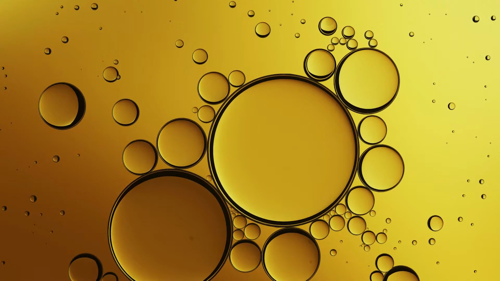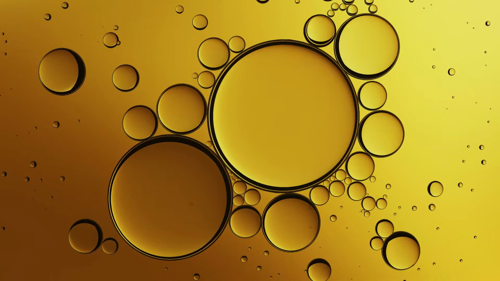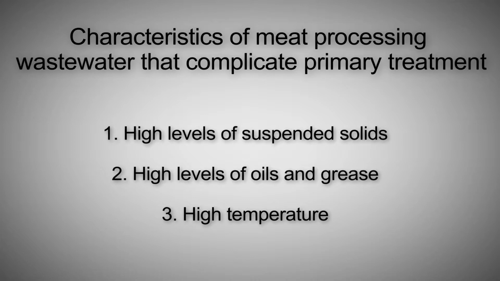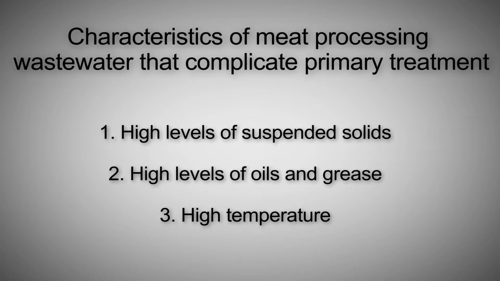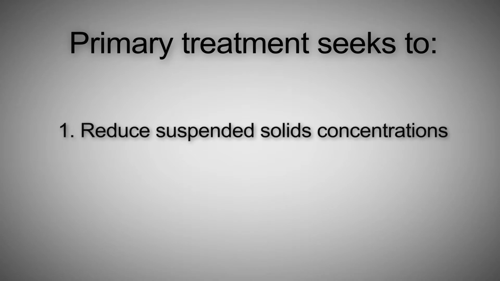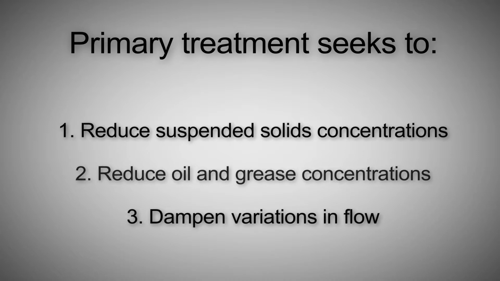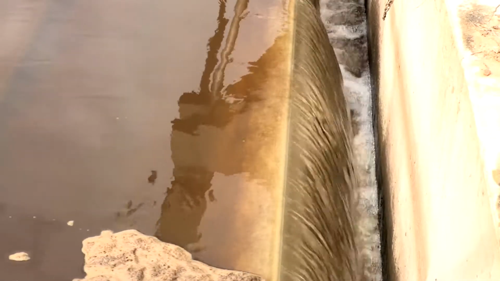High temperatures also emulsify oils and greases into the wastewater, preventing removal by primary treatments. These three characteristics complicate downstream biological treatment and are the main reasons for the failure of downstream biological treatment processes. The primary treatment processes used in the meat processing industry typically seek to do one of three things: reduce suspended solid concentrations, reduce oil and grease concentrations, or dampen variations in flow. Let's now explore primary treatment processes as they apply to a meat processing plant.